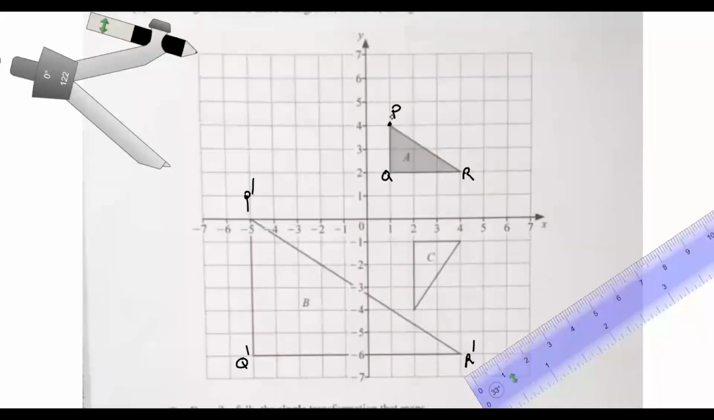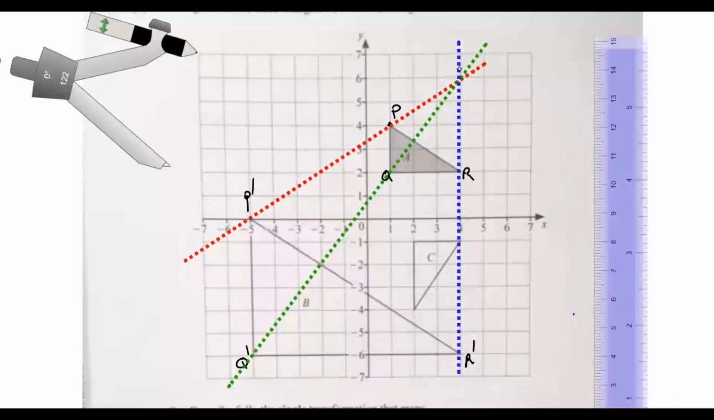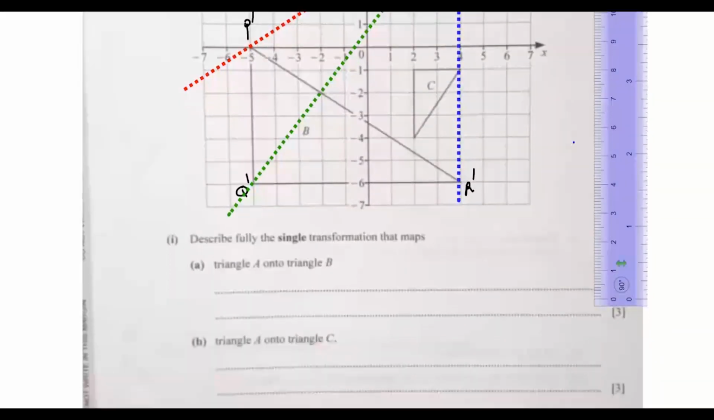Okay, so I have to join P and P prime together, Q and Q prime together, R and R prime together. So let's join them together, and where the three lines intersect is the center of enlargement. The three lines meet at this point, so this will be the center of enlargement. That is x equals 4 and y equals 6. So I can scroll down to complete this statement here.